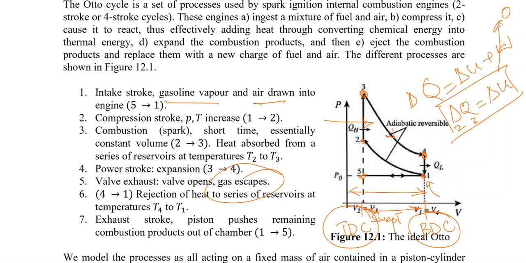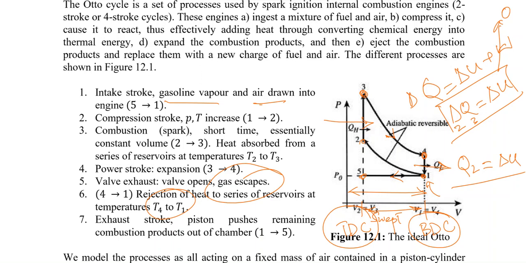Once we reach 4, the exhaust valve would be open and the gas would be leaving the system. So when the gas is leaving the system, we have got the heat transfer which is out of the system, and if it is the constant volume heat rejection, the internal energy would be reduced and the temperature would be dropped. We have reached state number 1, in which heat is rejected to the reservoir at temperature T, from T4 to T1. Once we reach state 1, the exhaust valve would be open and the piston will move the remaining combustion product out of the chamber.